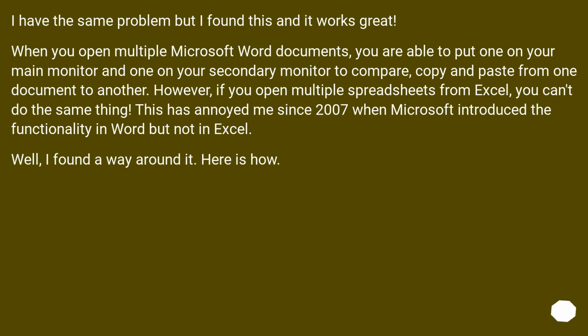I have the same problem, but I found this and it works great. When you open multiple Microsoft Word documents, you are able to put one on your main monitor and one on your secondary monitor to compare, copy and paste from one document to another. However, if you open multiple spreadsheets from Excel, you can't do the same thing. This has annoyed me since 2007, when Microsoft introduced the functionality in Word but not in Excel. Well, I found a way around it. Here is how.